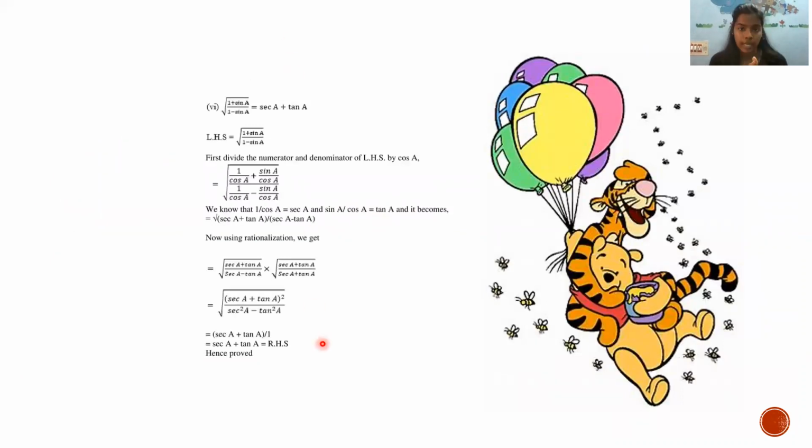Now, we just deal with one sum. We'll see how they are applying it here. Look at the question. You have to prove that square root of (1 plus sine A) by (1 minus sine A) is equal to secant A plus tan A. Now I will take the LHS. What is LHS? Square root of (1 plus sine A) by (1 minus sine A).